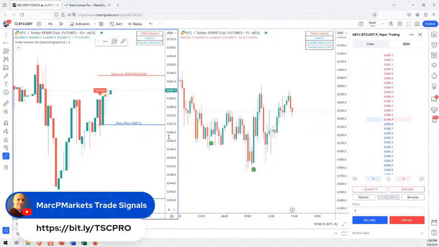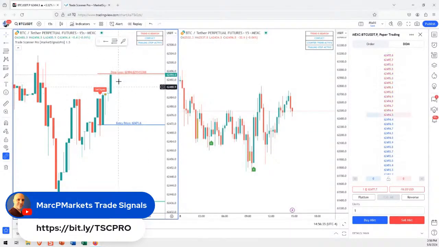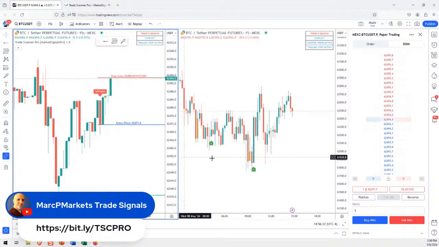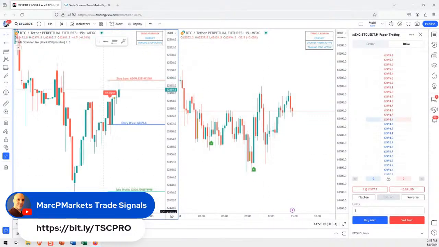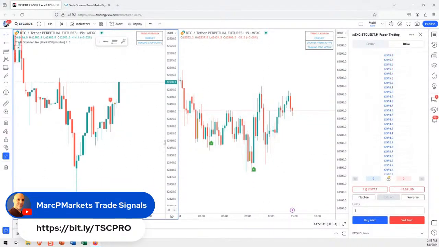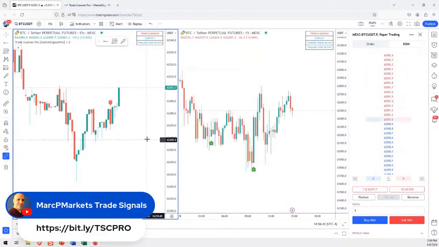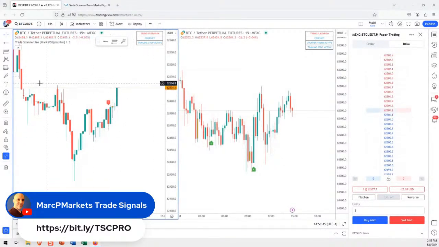Okay, but I'm not going to rush into that. What I'd like to see, we're going to stop out. Okay, no problem. I'm not going to bang this out because it's a 15-second chart. I'm going to wait for the next signal. I don't suspect that this thing is going to do anything. I mean, I could be wrong.